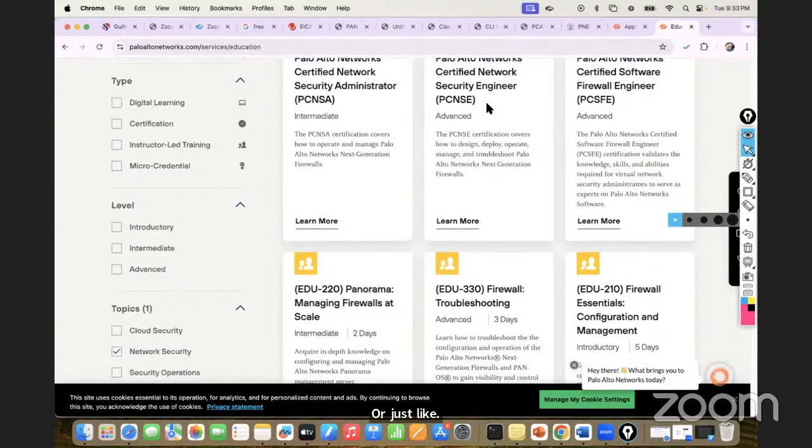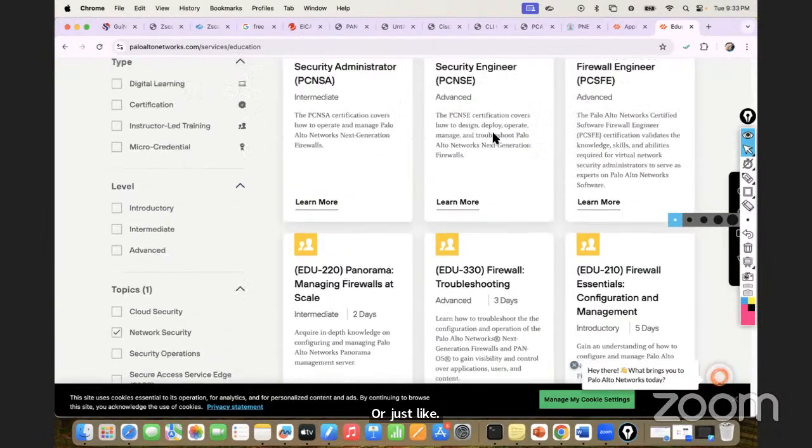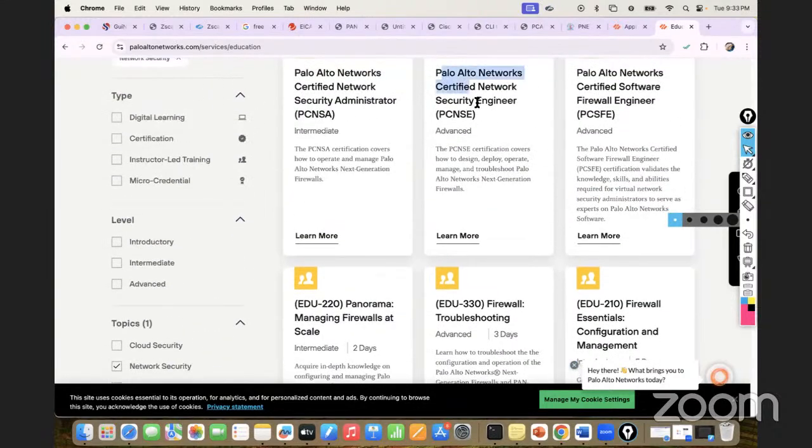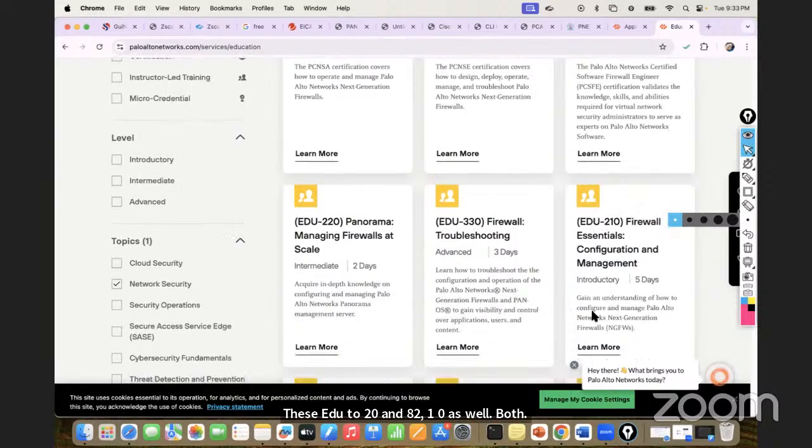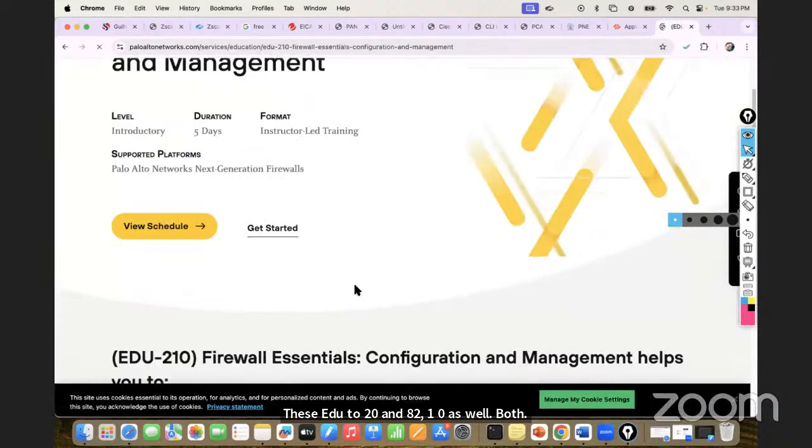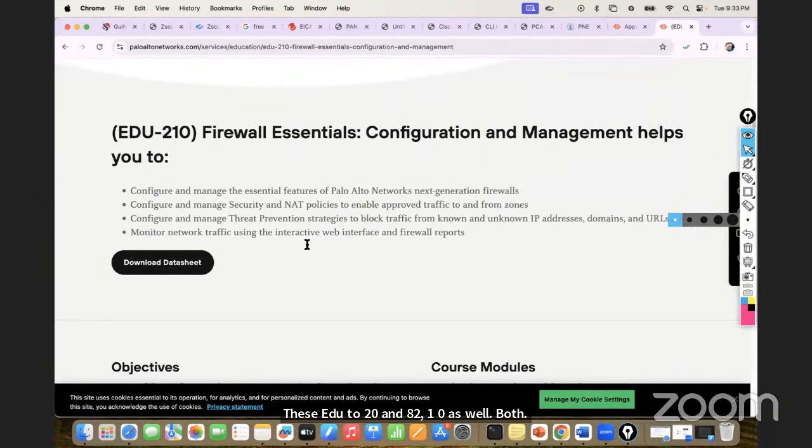This one certification you have to do, PCNSC. This is just for the related firewall configuration, not the PCNSE engineer. PCNSE engineer is something like an advanced level of knowledge about these EDU 220 and EDU 210 as well. Both. And without attending the PCNSA exam, can we attend the PCNSE exam?